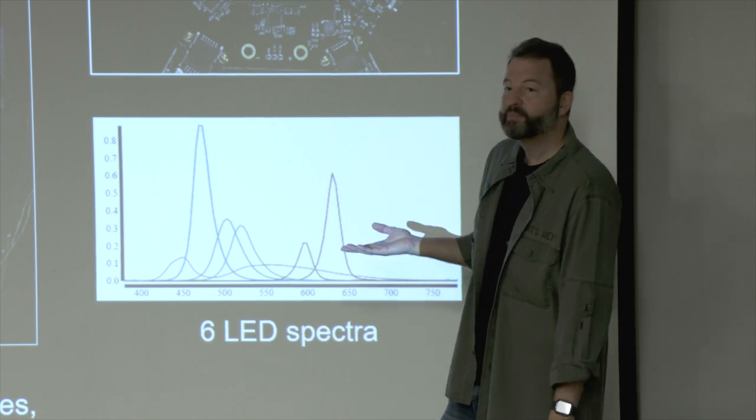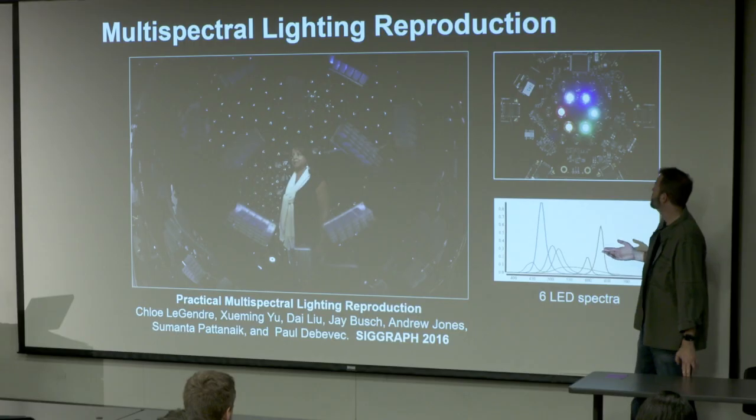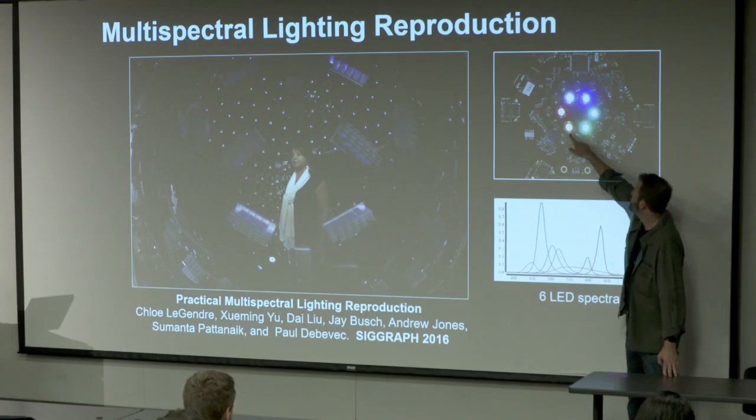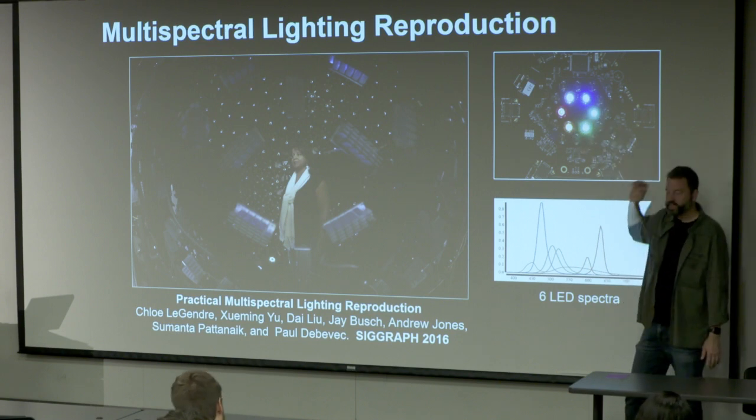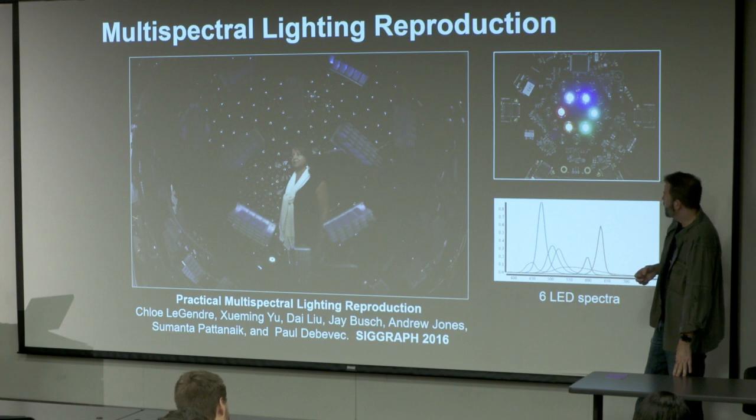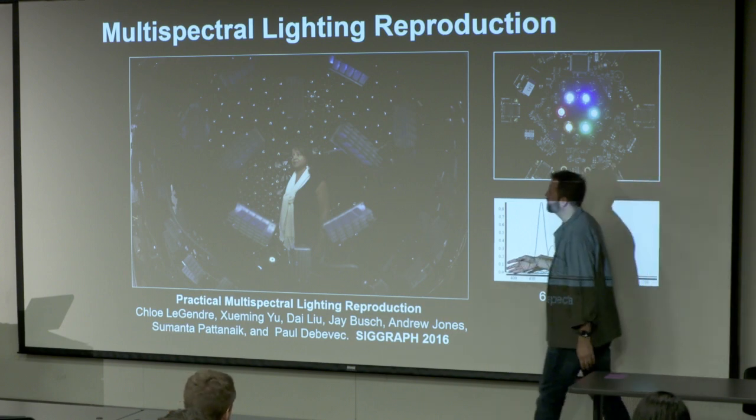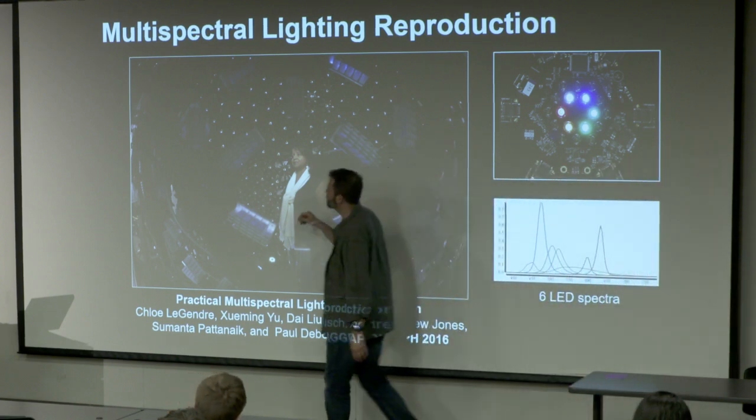So it turns out you can also buy LEDs that are other colors like amber and cyan and white. White's great for scanning faces anyway. So we actually built our latest generation light stage with 6 spectra.